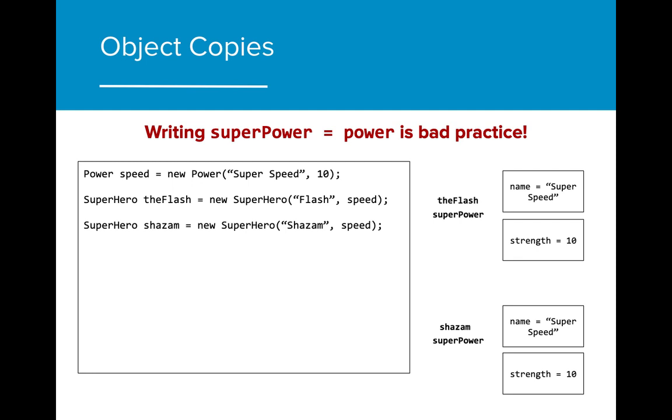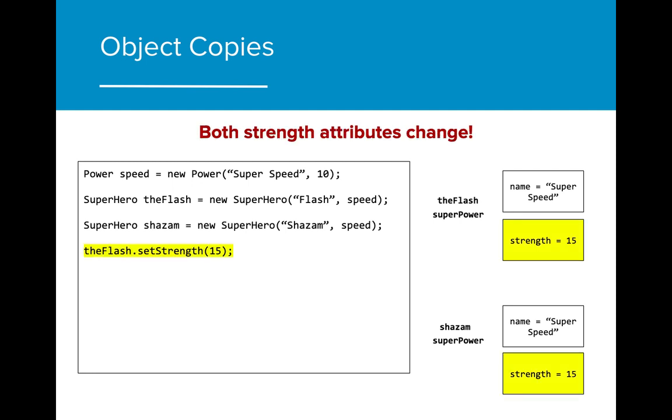Let's say we want to create a new superhero. We create a new power called speed that has the name super speed and the strength of 10. We then want to assign that power to two superheroes that have super speed, Flash and Shazam. We use the same speed power because we want both of them to get the same power to start off with. Now, both the superpower power object in the Flash and Shazam have the same attributes. However, if we want to change the value of strength for the Flash, something interesting happens. The value of strength for Shazam also changes. Why is that?